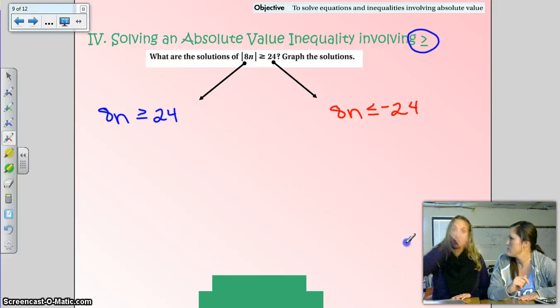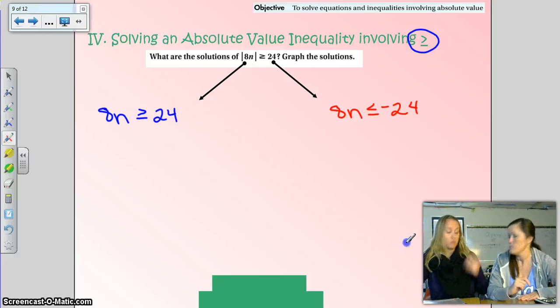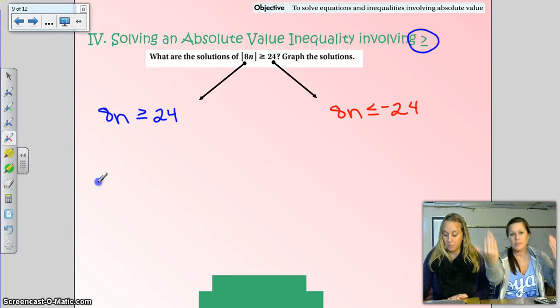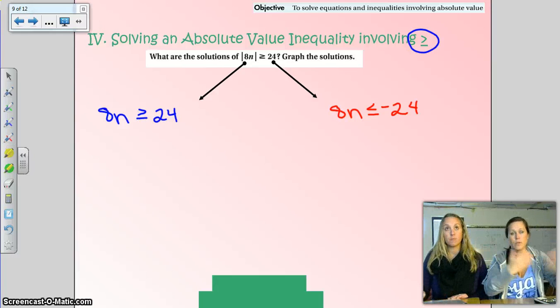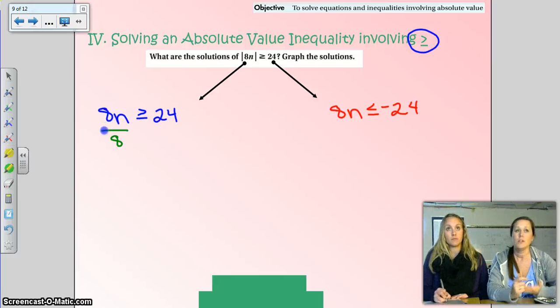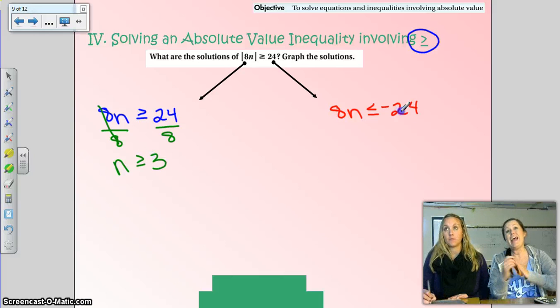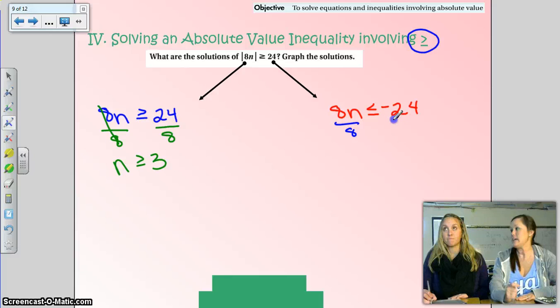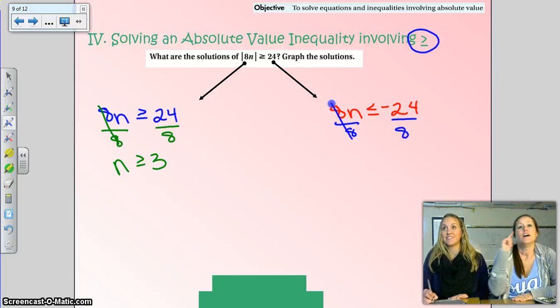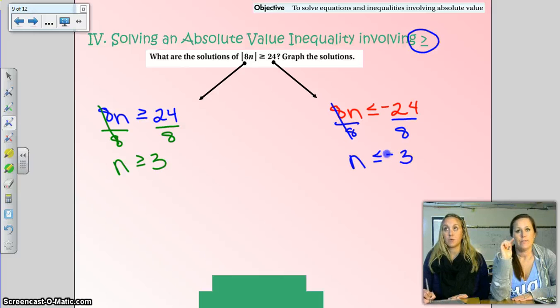I have to do a positive and a negative because it's absolute value. So one's positive, one negative. When it's negative, you switch the sign. So then you solve, you get n is greater than or equal to 3, as well as, which is a fancy way of saying and, n is less than or equal to negative 3. And then we graph it.